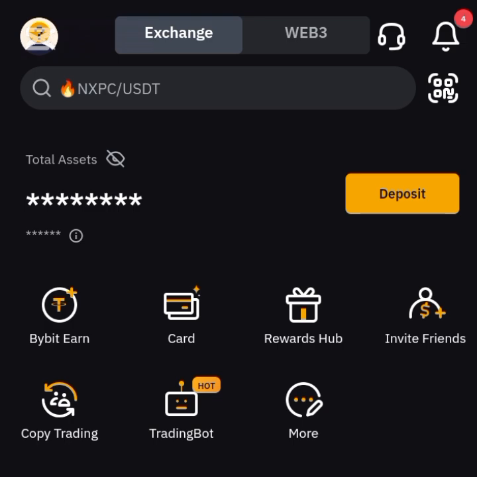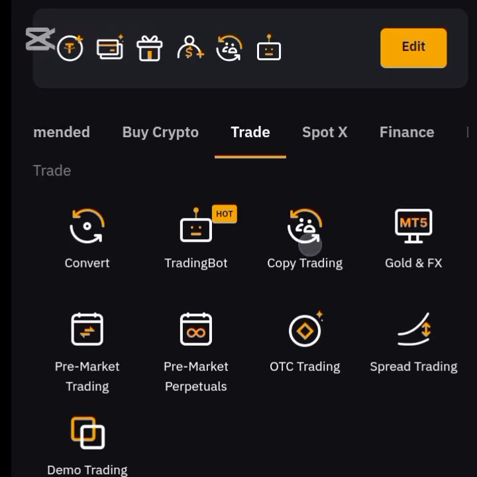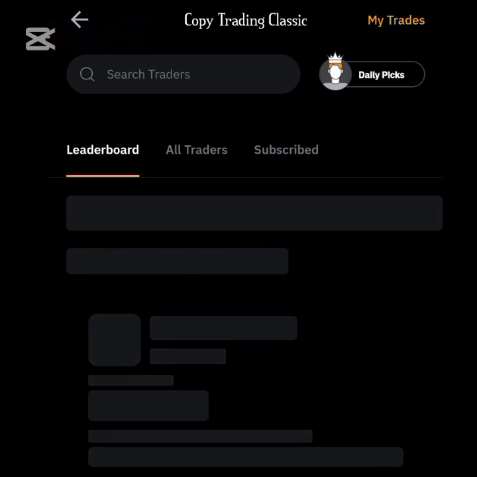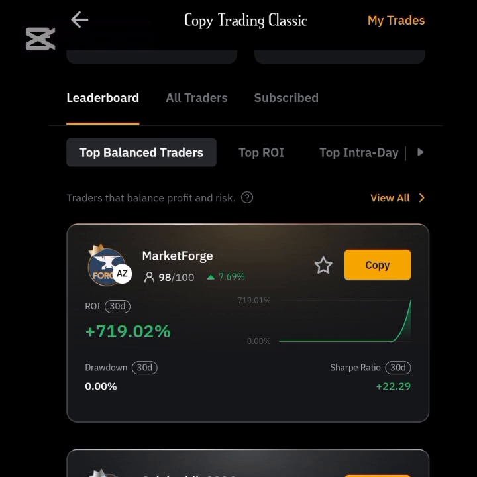Now to get to the copy trading page, click on more, click on trade, select copy trading. So here is the copy trading page.